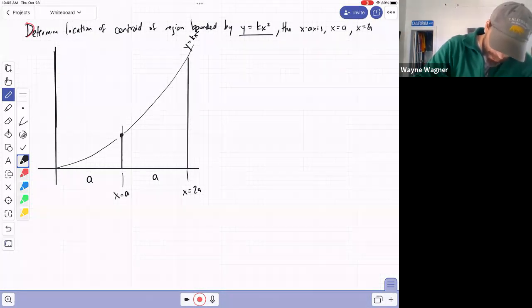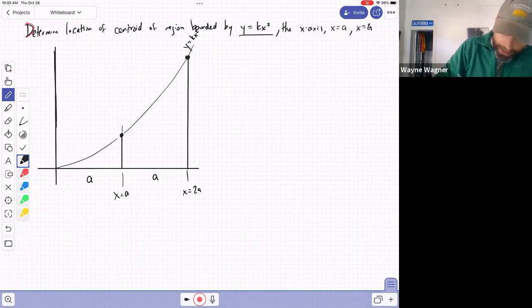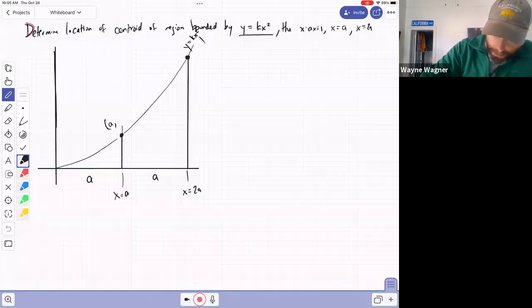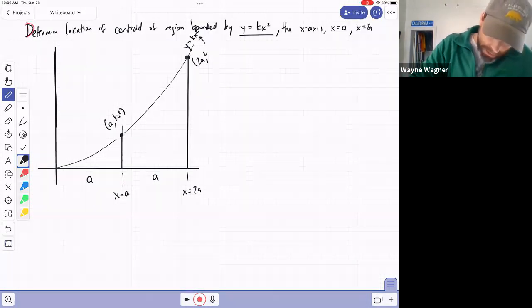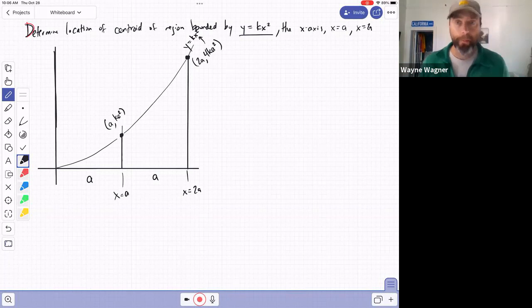It would be nice to know what this point is right here and what this point is, so let's go ahead and get those points. Right here, x is a, and y is, I'm going to have to plug a into this equation: Ka squared. And this location is 2a, so we plug 2a into that equation and we get 4Ka squared. Questions so far?